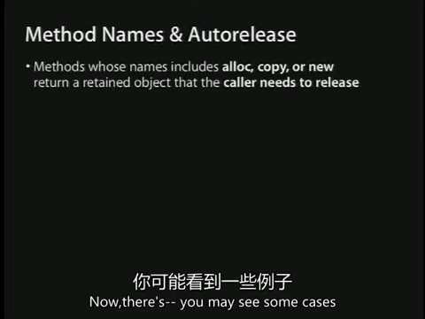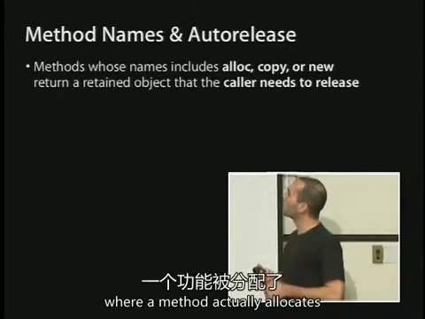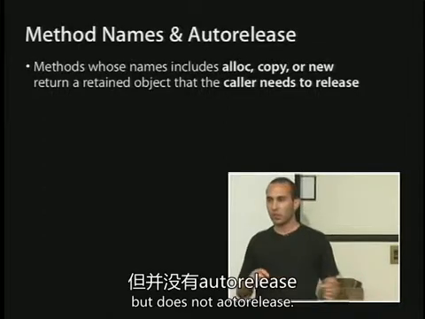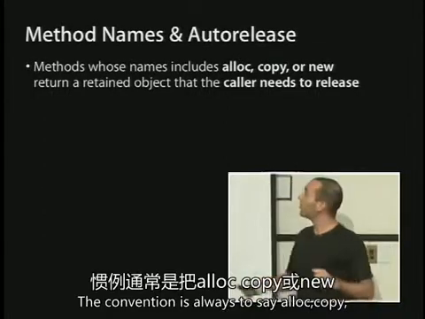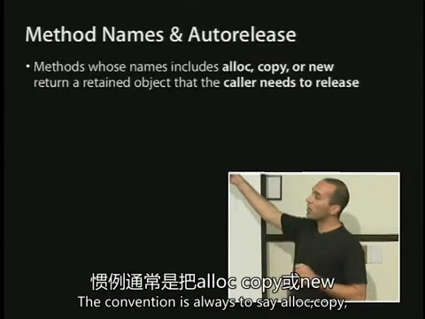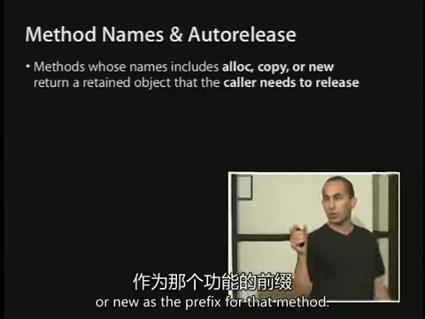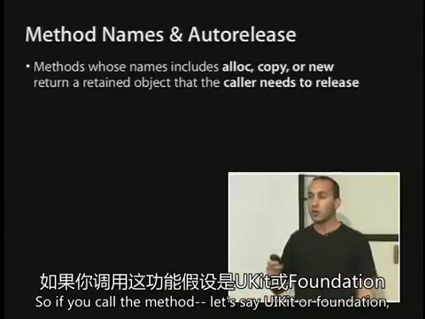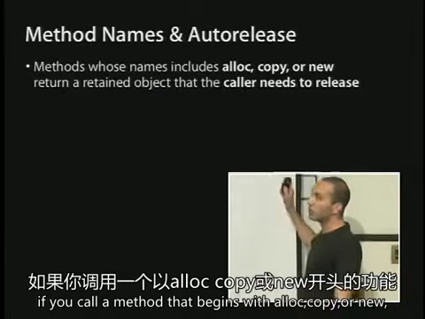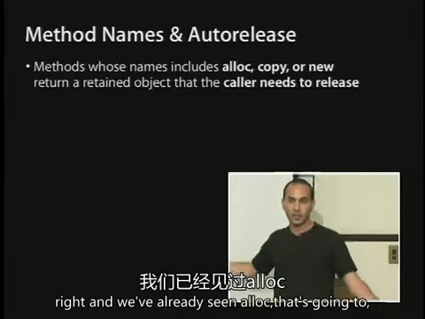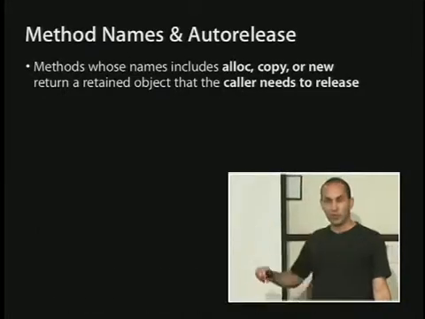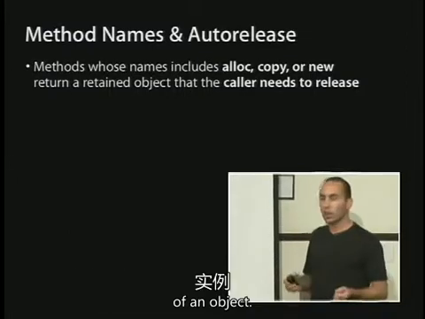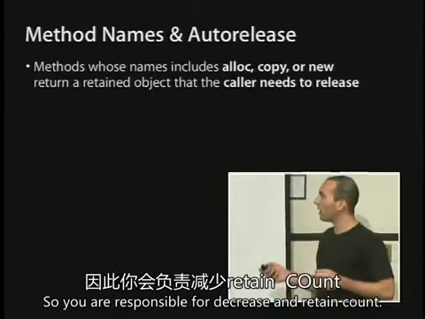Now, you may see some cases where a method actually allocates but does not auto-release. The convention is always to say alloc, copy, or new as the prefix for that method. So if you call a method, especially, let's say in UI Kit or Foundation, that begins with alloc, copy, or new, and we've already seen alloc, that's going to return a non-auto-released instance of an object. So you're responsible for decreasing the retain count.